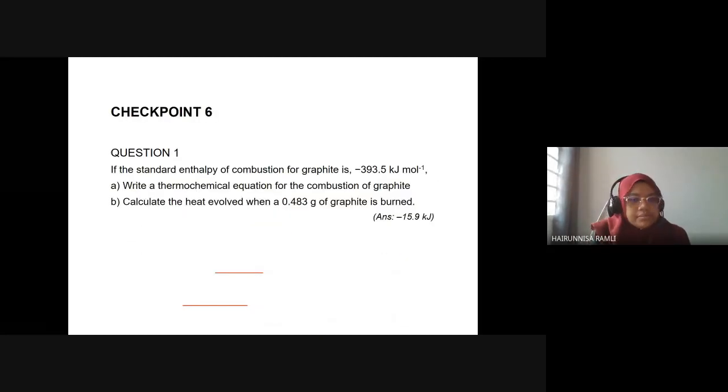Okay, can you try to do this checkpoint 6? I'll give you 1 minute. So you have to know what graphite is. It does not mention anything, it just says graphite. So graphite is carbon, right? You now have to know what graphite is. So you have to settle A first, then you can get B. Okay, try answering for a moment.